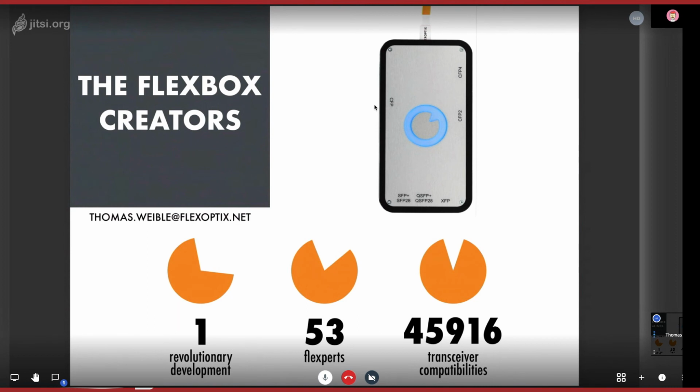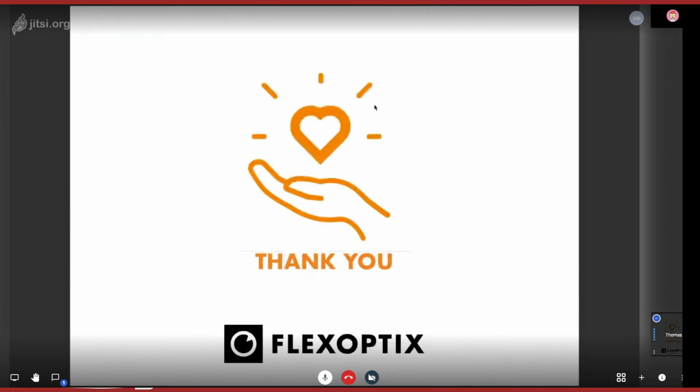I think there will be a lot of work for us to do to integrate everything into the Flexbox, to change the configuration of the microcontrollers, because they will still be in those transceivers anyway, to do all kinds of stuff to get them up and running in all kinds of gear. Thank you very much.